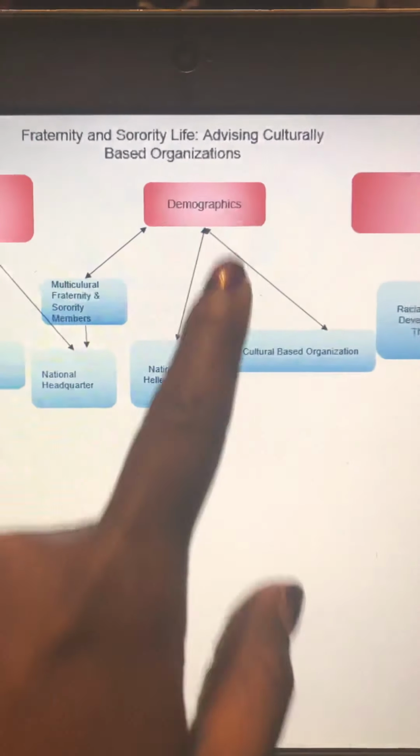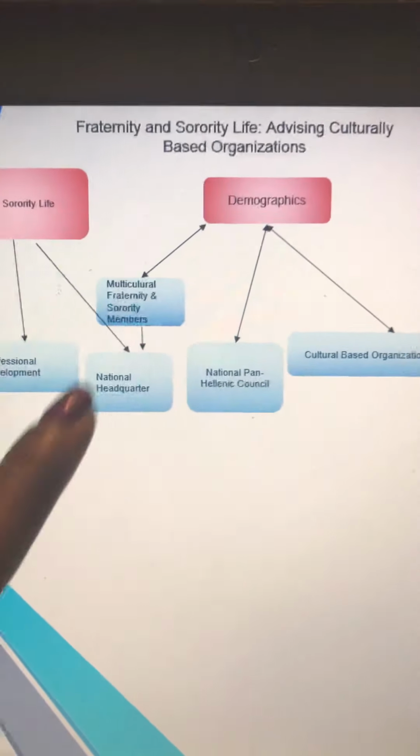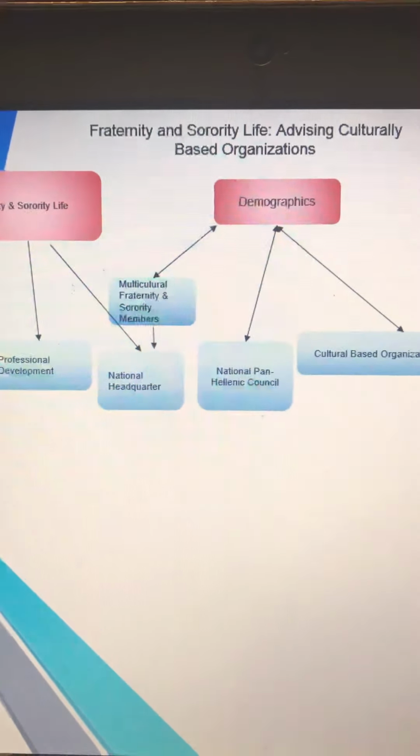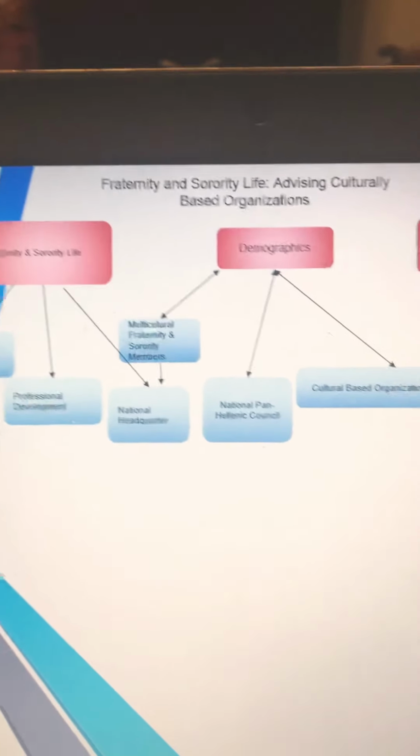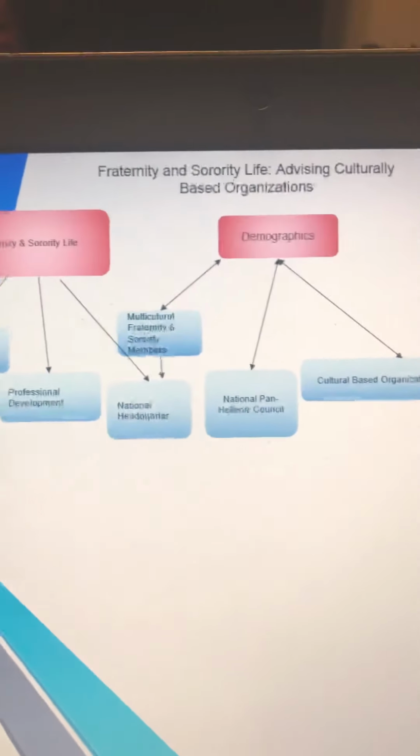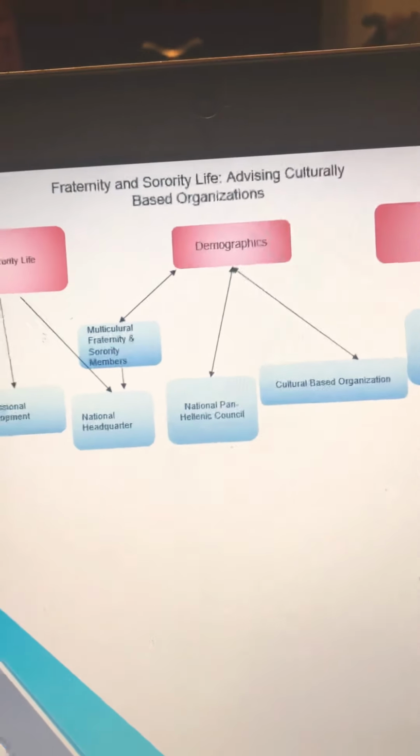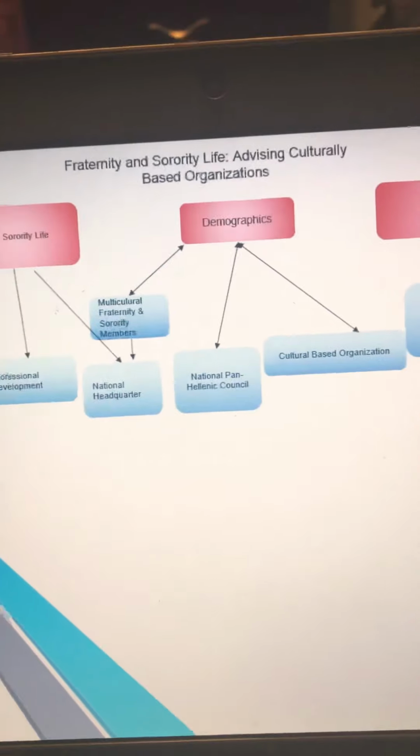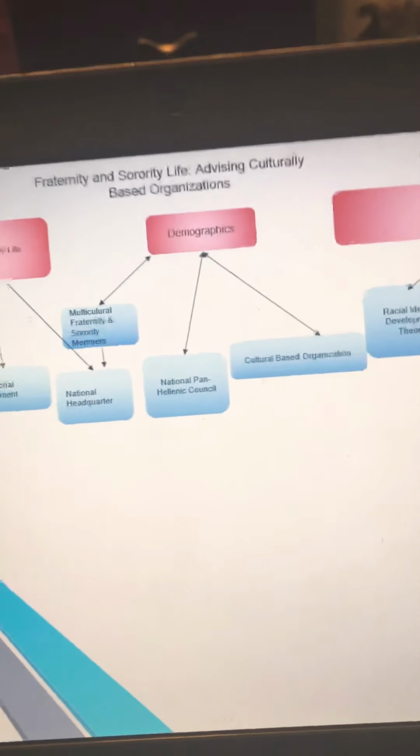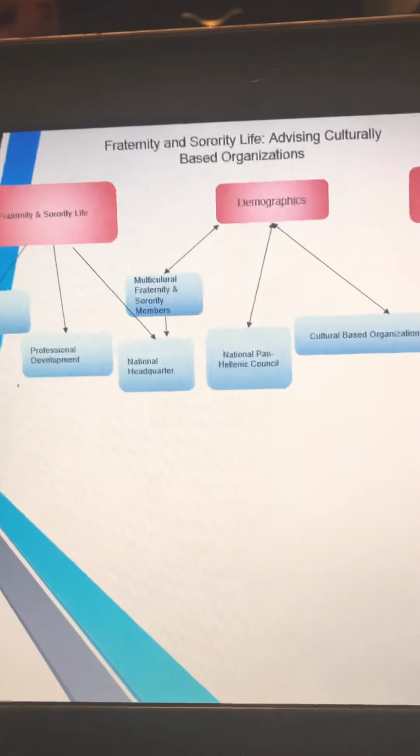Let's look into demographics as far as my target population. Of course, multicultural fraternity and sorority members, so the MGC, the Latinx population. How do these students feel? How are we helping support these students at predominantly white institutions? I should have said that at the beginning. It'll be in predominantly white institutions.